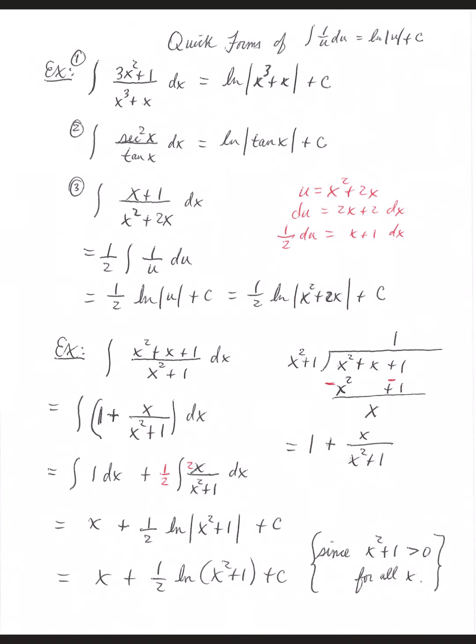Since x squared plus 1 is always positive for all real numbers x, you can change these into parentheses. It's not wrong to leave them as an absolute value, but if you know what's inside is never 0 or negative, then you can swap them out for parentheses.